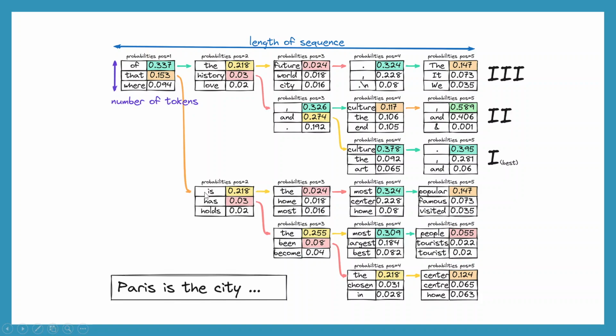So you can see here on the basis of probability how a large language model generates the entire text. So here the prompt is, Paris is the city. So it starts generating the text from here.